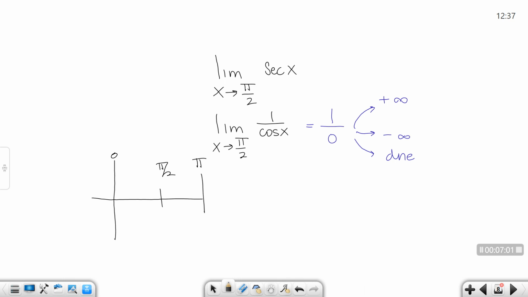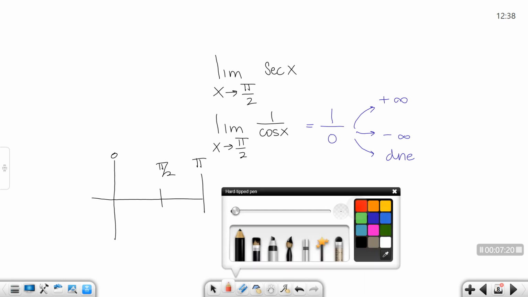So when I plug in pi over 2, I get 1 over 0, which is either negative infinity, positive infinity, or does not exist. So I have to plug in something on the left side of pi over 2 and the right side of pi over 2. You have to remember how you graphed these in your trig class, although I'm not going to make you graph it.